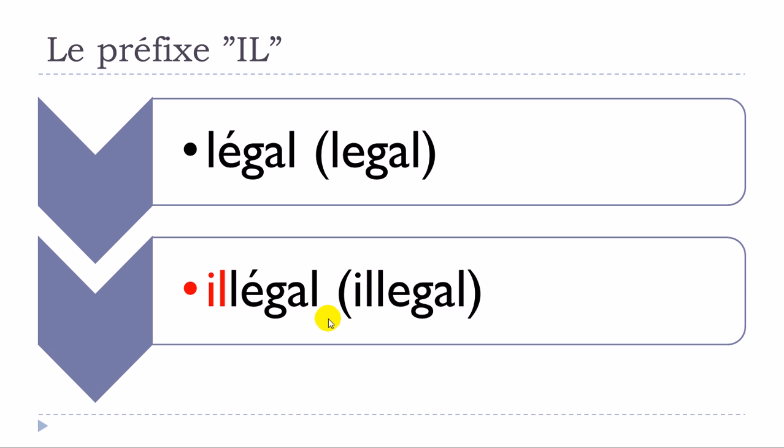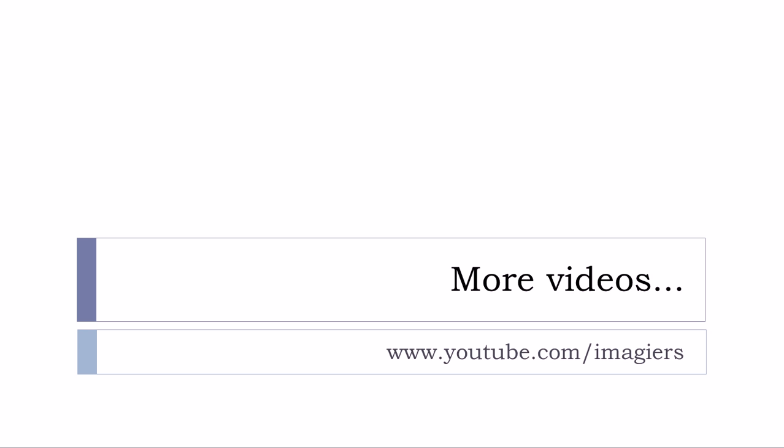Okay, so of course you understood that we add this il here because the original word is starting with L. Okay, so that's the reason why you will have this I and then L. Alright, so légal, illégal. It was a short lesson but quite interesting.